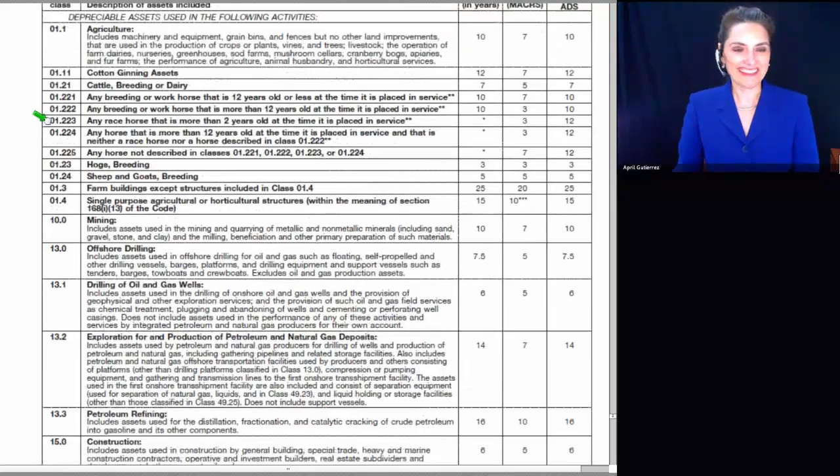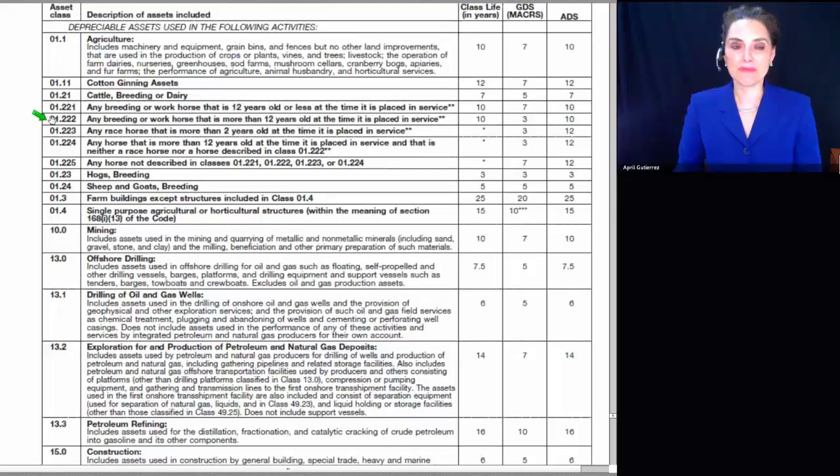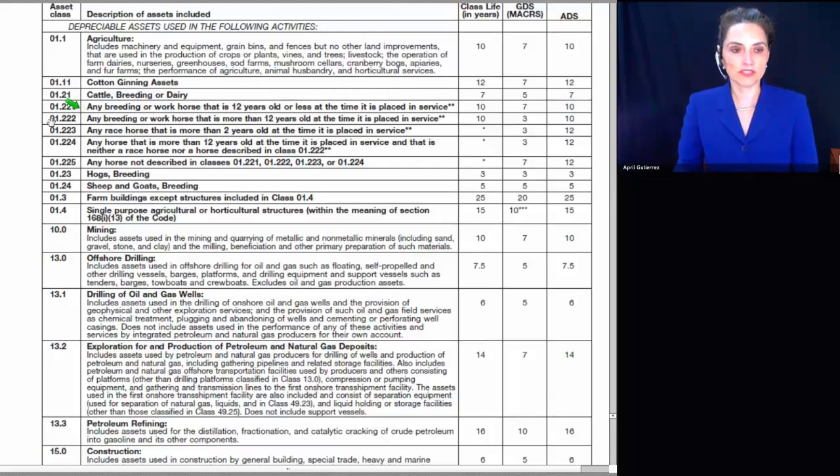Let's move on. Now we're into the world of farmers. You've got a whole bunch of information on how you depreciate assets used in farming, including cattle, breeding, or dairy. They have an asset class life of 7 years, a depreciable life under GDS of 5 years, and under ADS of 7 years. You'll notice that there's 3 different classes of horses.